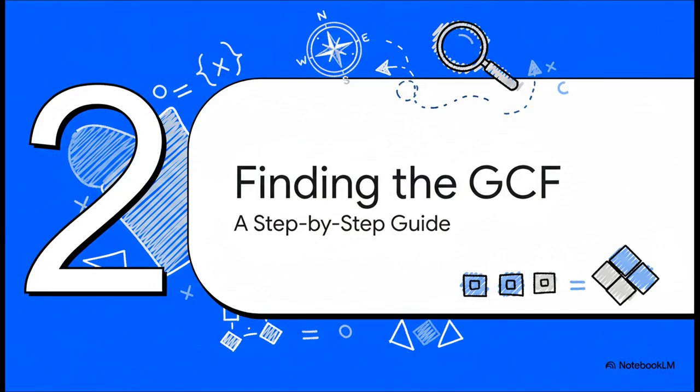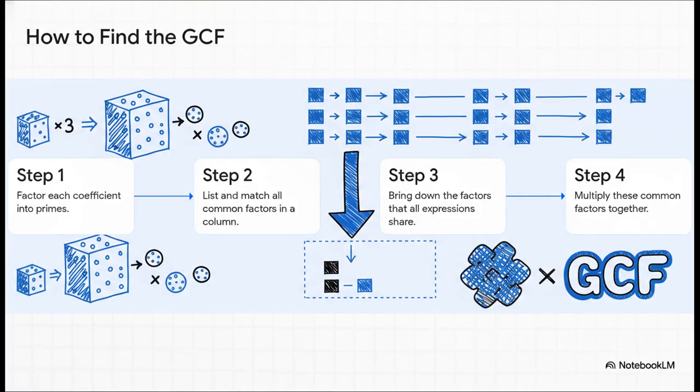Okay, so how do we actually find this GCF? I know it might seem a little tricky at first, but trust me, there's a really clear process we can follow every single time to get it right. Let's walk through it together, step by step. Here's the game plan. It's just 4 steps. First, you take the numbers, the coefficients, and break them down into their prime factors. You know, the smallest possible pieces. Then, you list everything out so you can literally see what they have in common. For step 3, you grab only the factors that show up in every single line. Finally, you just multiply those shared pieces back together, and boom, that's your GCF.